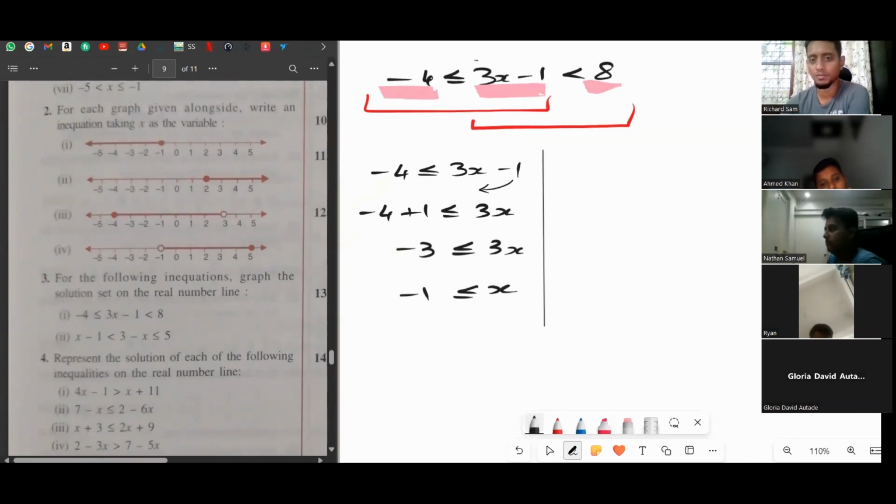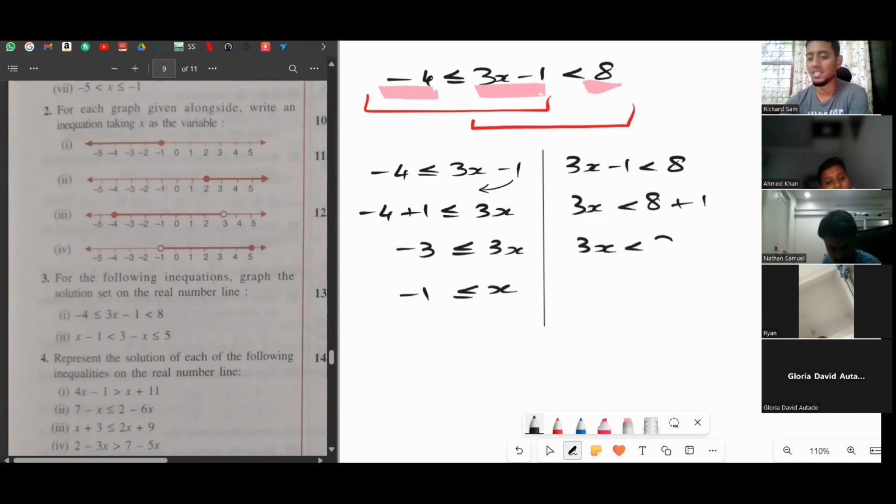That is 3x minus 1 less than 8. So 3x is less than 8 plus 1. 3x is less than 9. X is less than 3. Yes. Now join these two.